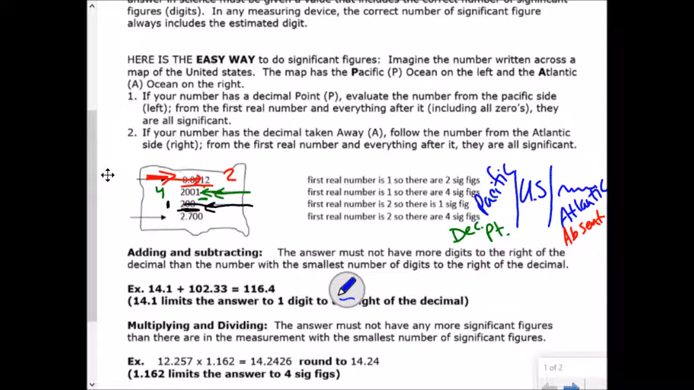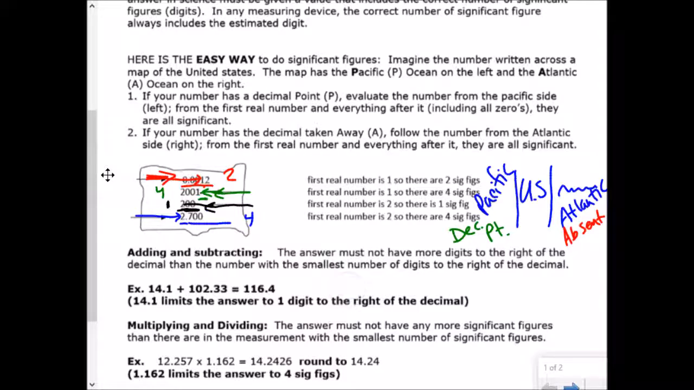And last but not least, this last one, 2.700. How many significant figures in there? Which way do we start? Left or right? Left, Pacific. So we're going to go this way. First non-zero is the 2. Now everything after it counts. How many digits does that one have? That one's going to have 4. Those 2 zeros, because they're beyond the non-zero, now start to count.